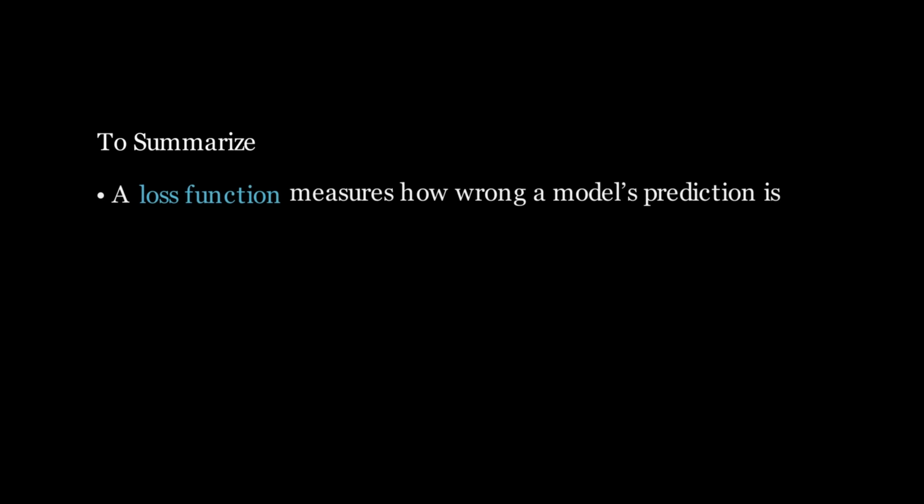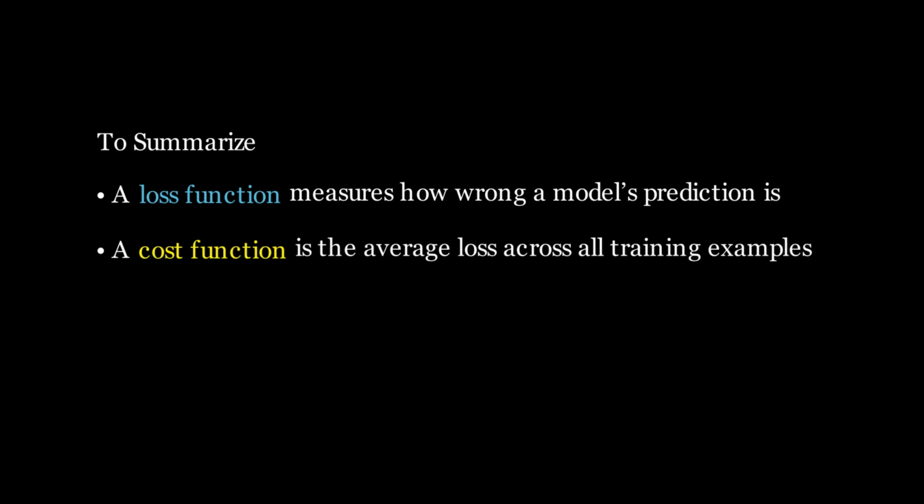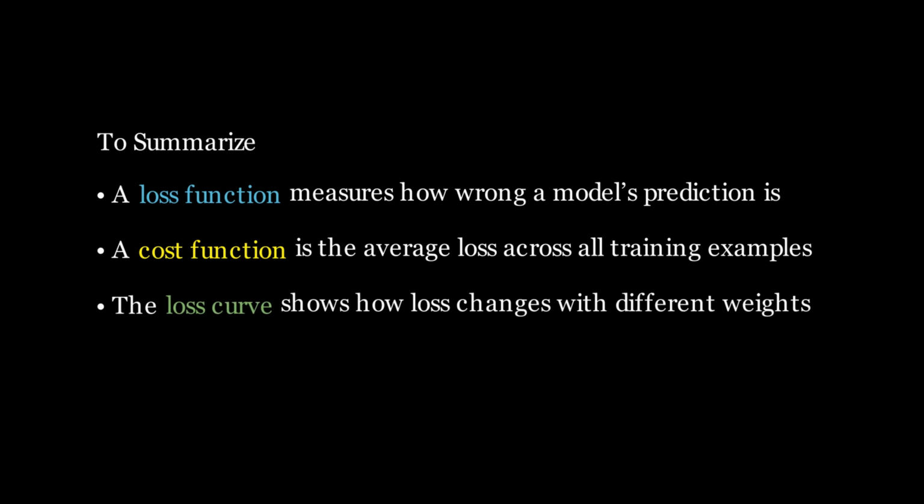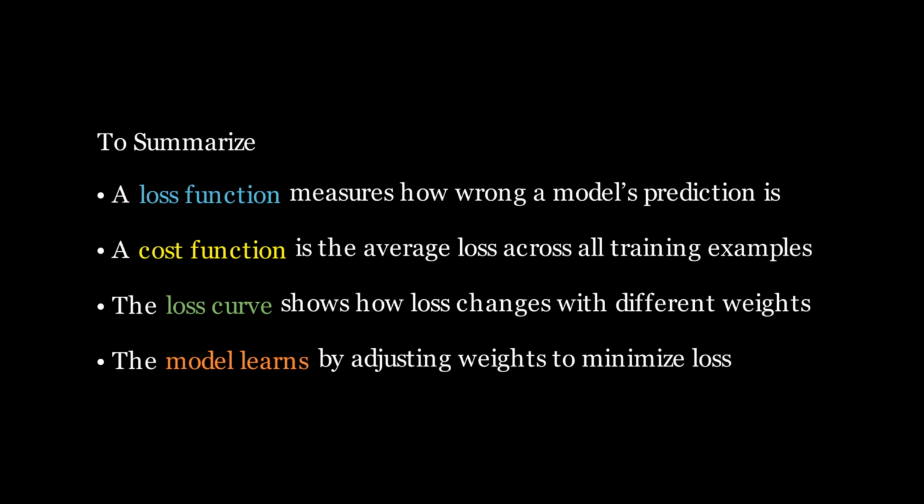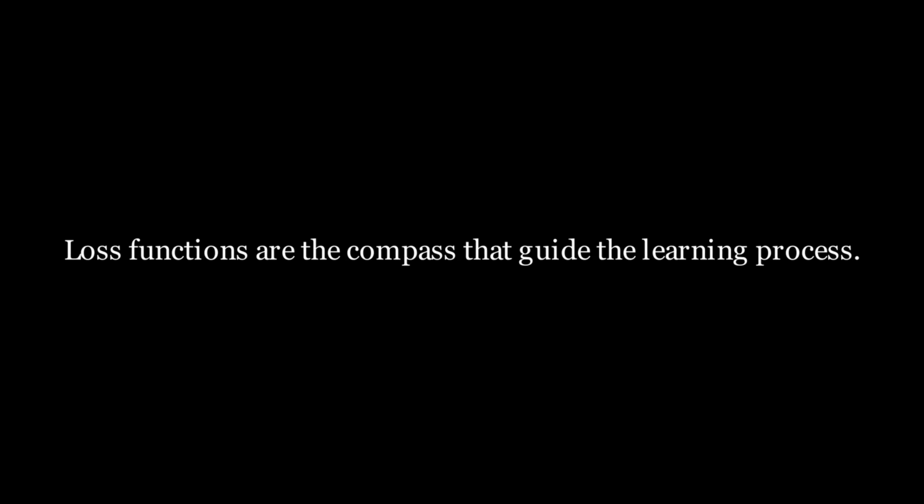To summarize, a loss function measures how wrong a model's prediction is. A cost function is the average loss across all training examples. The loss curve shows how the loss changes with different weights. The model learns by adjusting weights to minimize the loss. Loss functions are the compass that guide the learning process. Without them, machine learning would be blind. Simple, powerful, essential.